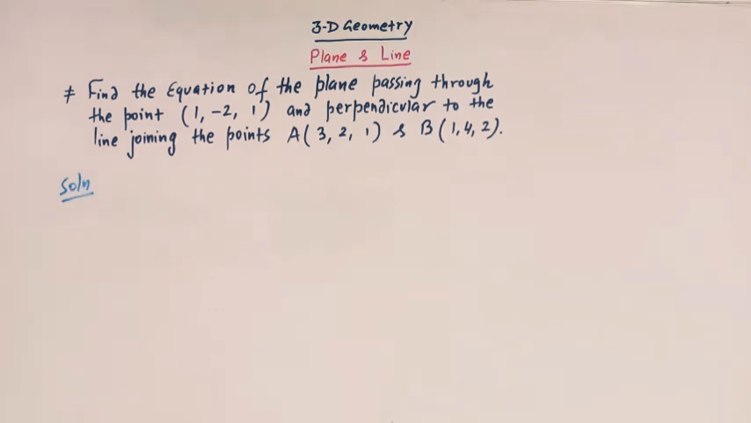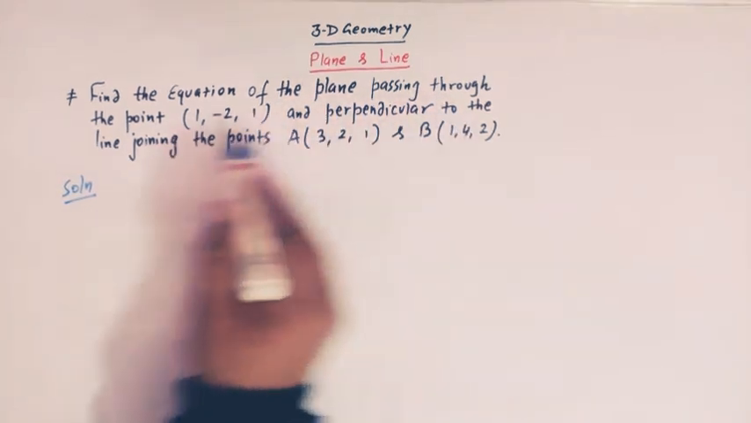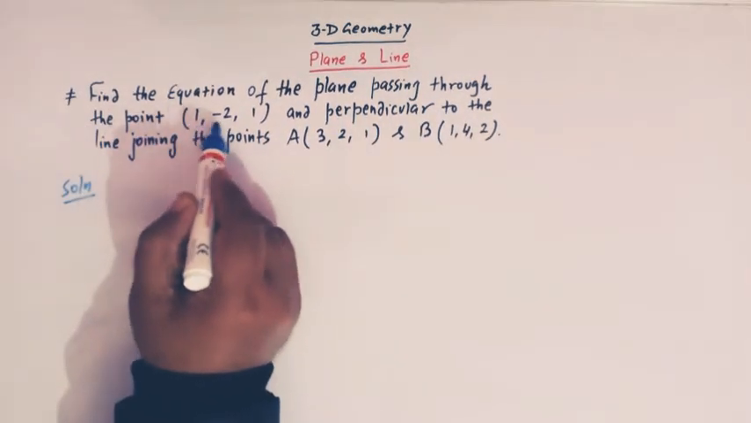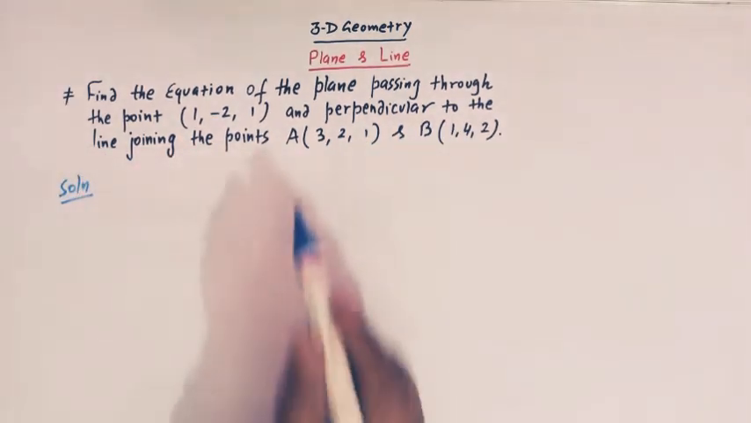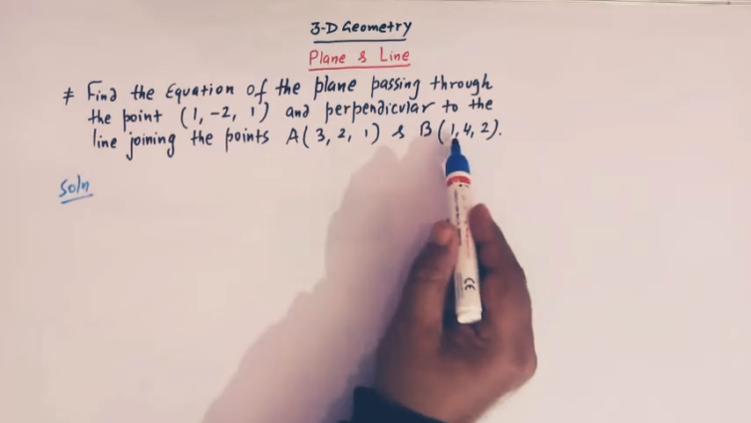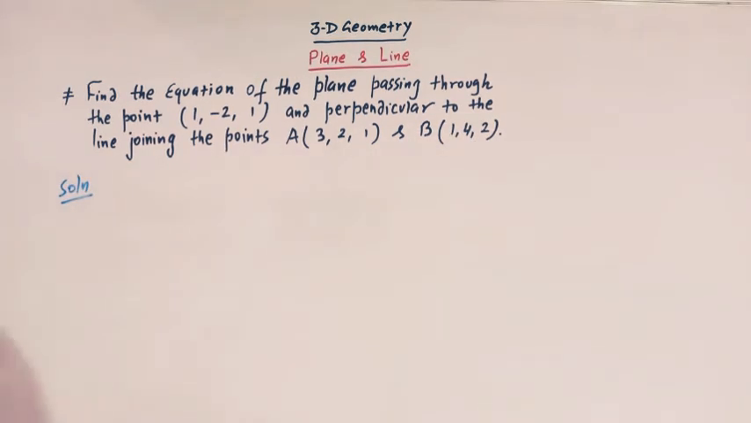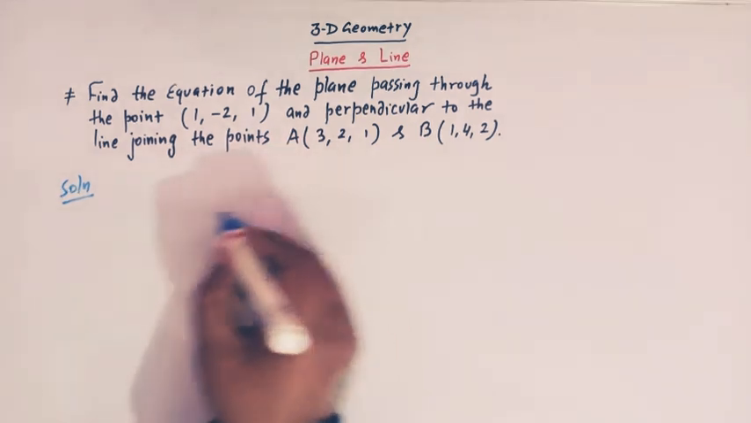Hello viewers, in today's class we are going to discuss yet another problem and concept from three-dimensional geometry. So here we have a plane and a line. Let us take the problem which says: find the equation of the plane passing through the point (1, -2, 1) and perpendicular to the line joining the points A(3, 2, 1) and B(1, 4, 2). So here we have a plane.